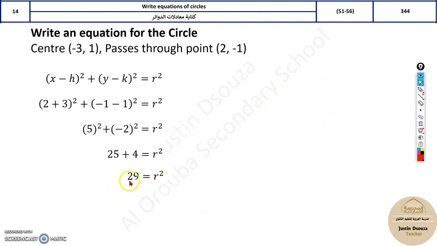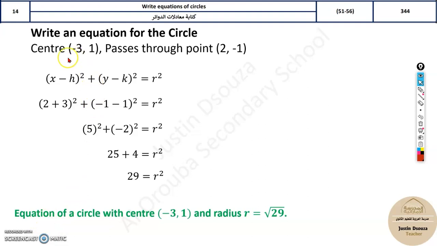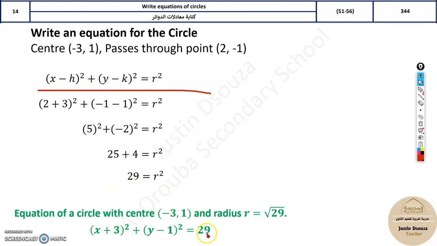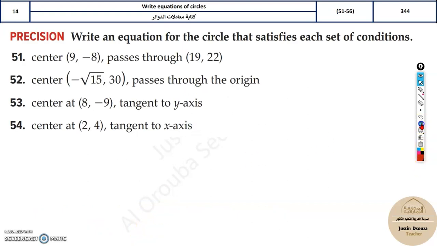So over here when we solve we get 29. So the equation of the circle: the center is given, minus 3 and 1. The radius is root of 29, or r square is 29. Now substitute back in this particular equation. Say x, this minus and minus becomes plus 3 whole square, y minus 1 the whole square equals 29. This is the equation. That is it. So this is how we solve it. Now the same way you can solve the others.